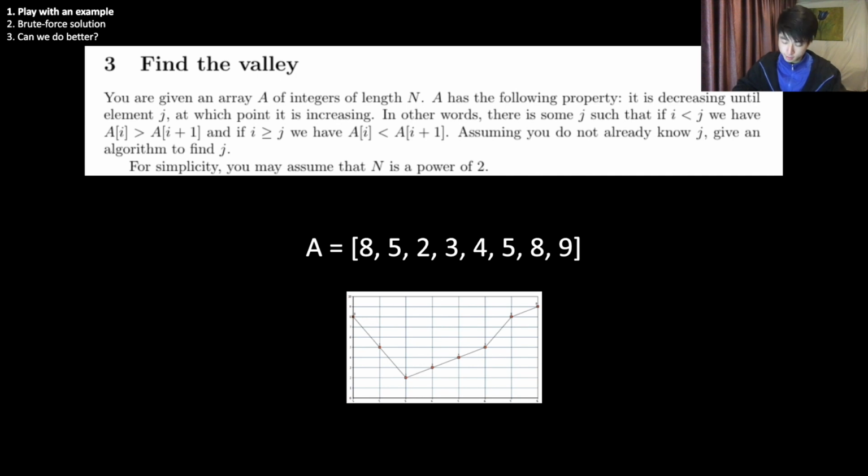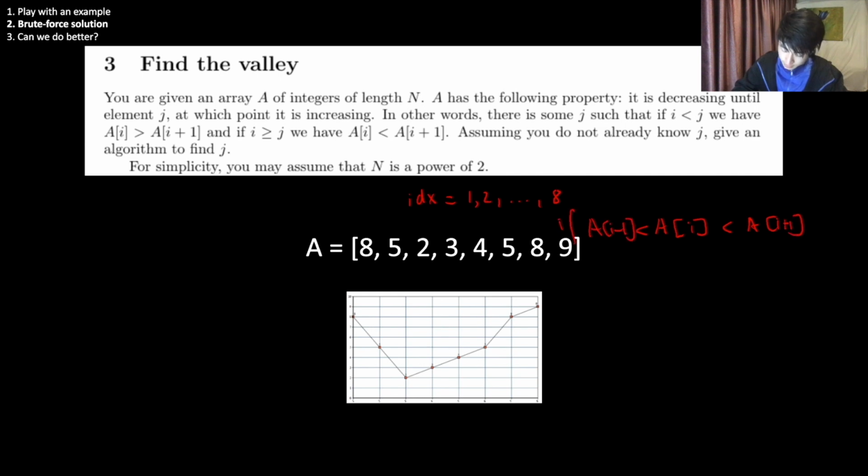I randomly picked an example where n is a power of 2. So this thing satisfies the properties specified in the question, which is nice. So now let's think of a brute force solution. Well, one obvious thing that comes to mind is why don't we just go through all of the indices, 1 all the way to 8, and then for each index checking if a i is smaller than a i plus 1 and a i minus 1.